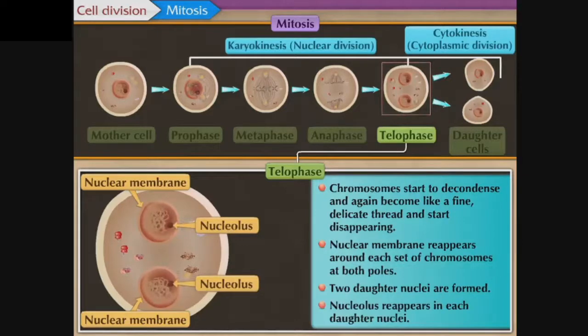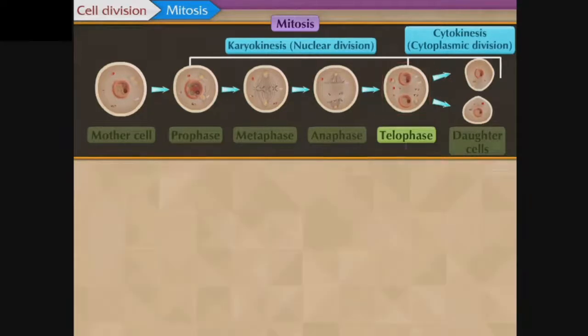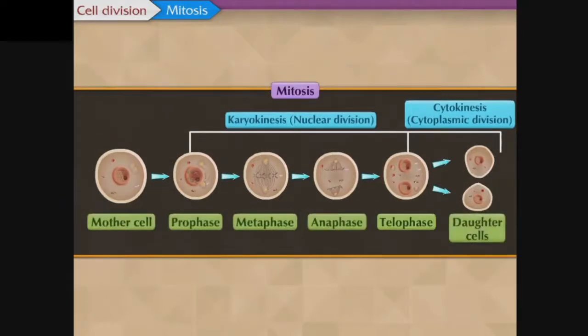Spindle fibers completely disappear. By the end of telophase, karyokinesis is complete, resulting in the formation of two nuclei with the same number of chromosomes. Now the second step of mitosis, that is, cytokinesis, begins.